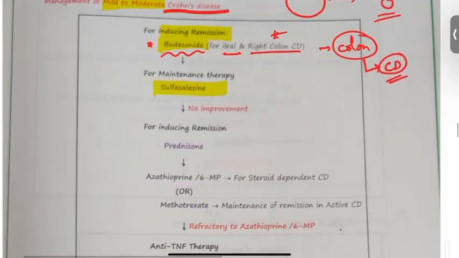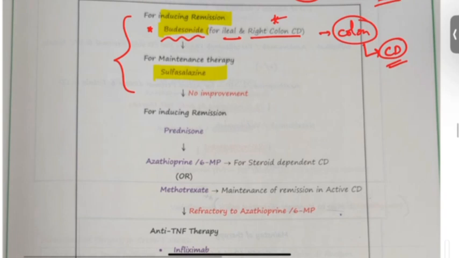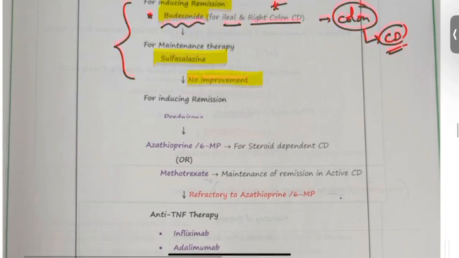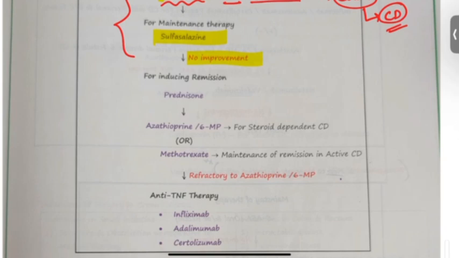We have tried this treatment now, since it is mild, just one inducing agent and one maintenance agent. We tried this but it didn't work. There is no improvement in the patient's symptoms. So what we will do, we will change the inducing agent now, that is prednisone.